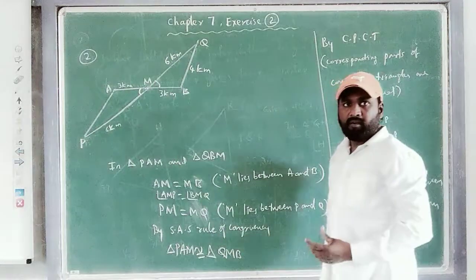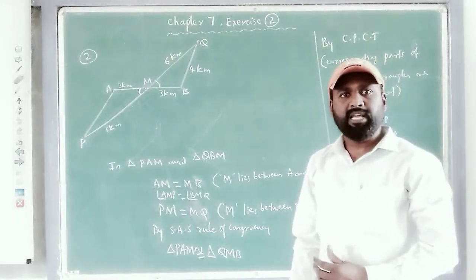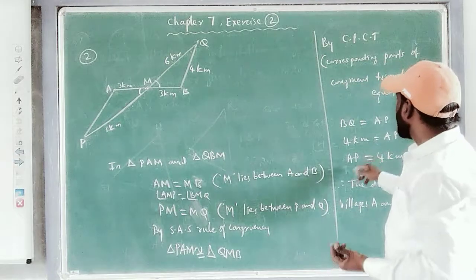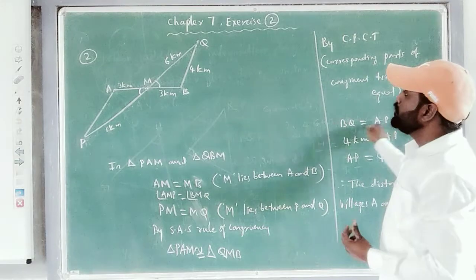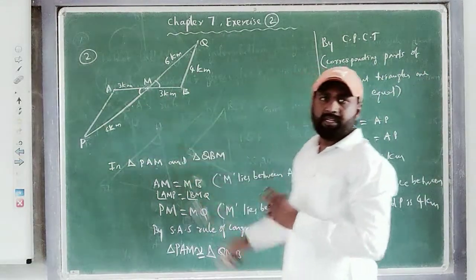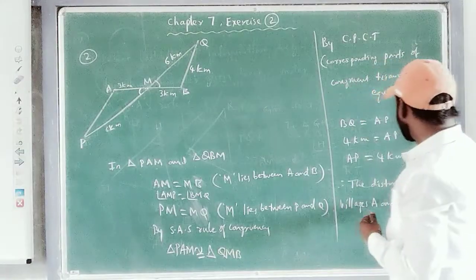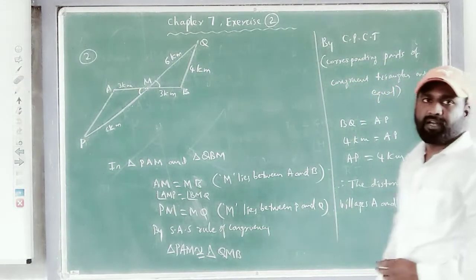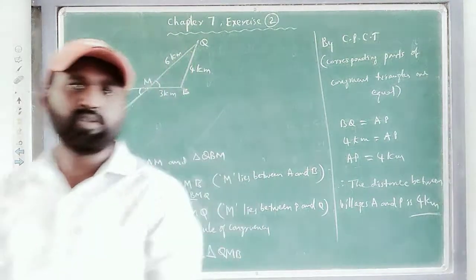When the triangles are congruent, all the corresponding parts will be equal by CPCT. So we can write BQ is equal to AP. The BQ distance is given in the figure as 4 kilometers. That will be equal to AP. So the distance between the villages A and P is how much now? 4 kilometers. This is the answer. Hope you all understood. Let's go for the next question.